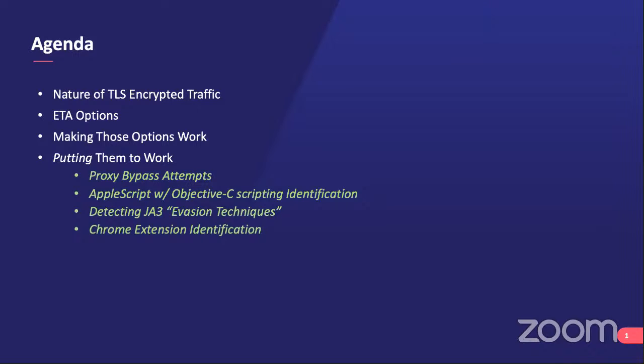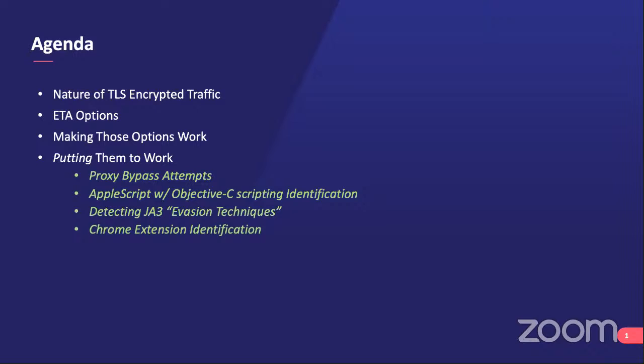So what we're going to talk about today, as a follow-on to what Gary was talking about last week, is the nature of TLS traffic. TLS, well, encrypted traffic, right? Sort of redundant. We're going to look at encrypted traffic analysis options. We're going to look at making those options work for actual detection: find bad things, weed out good things, the things that we want to do.